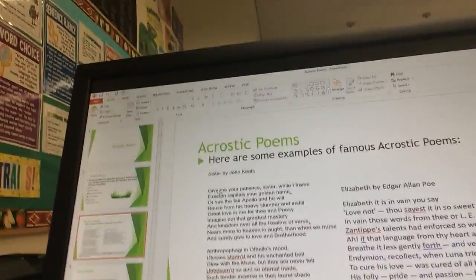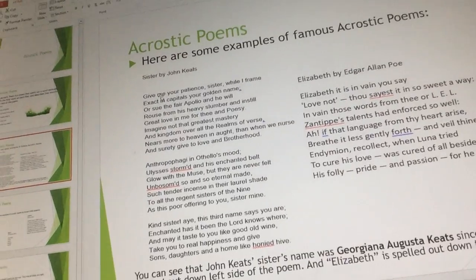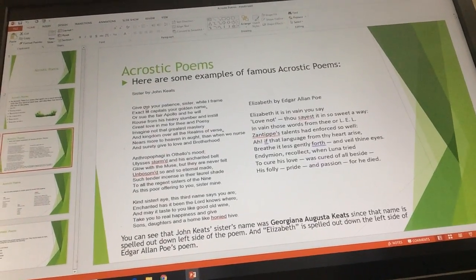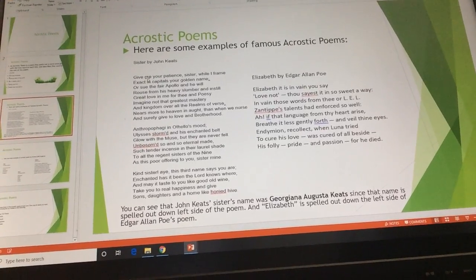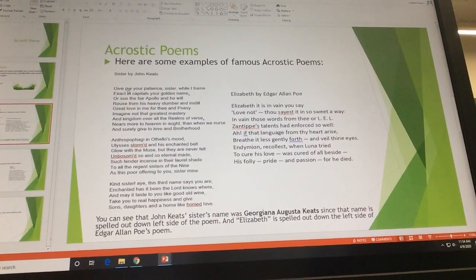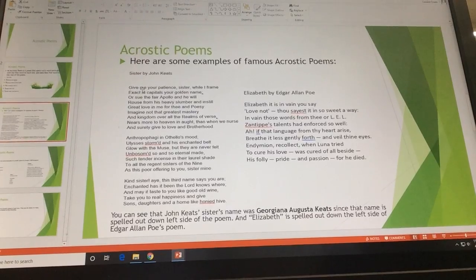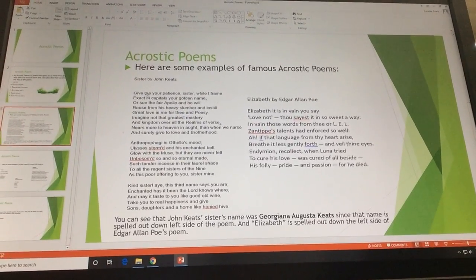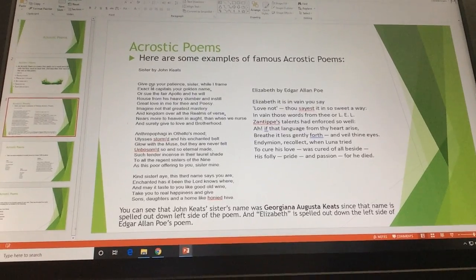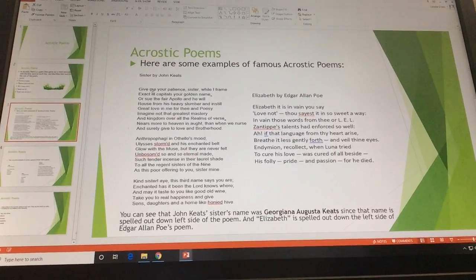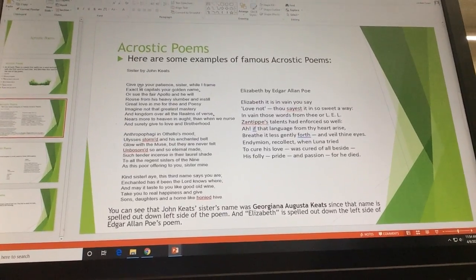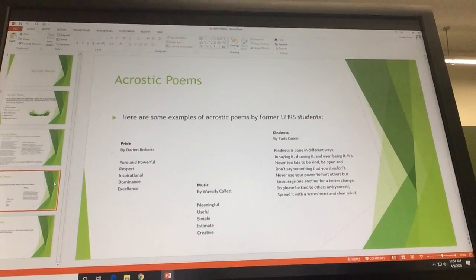Here are some examples of some classic poems written by some famous poets, Edgar Allan Poe and John Keats, and you can see that they have some acrostic poetry there. John Keats wrote a poem about his sister, whose name is Georgiana Augusta Keats, and he spells out her whole name down the page. And then Edgar Allan Poe wrote a poem called Elizabeth, and he spelled the word Elizabeth down the left side of the page. And then here are some acrostic poetry poems written by students here at URHS.